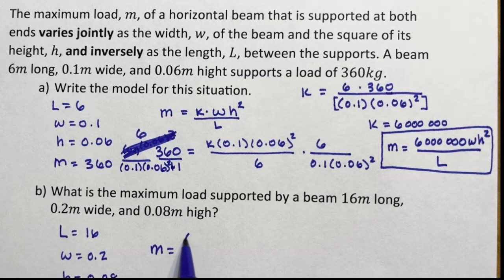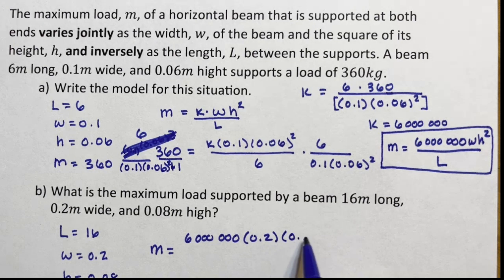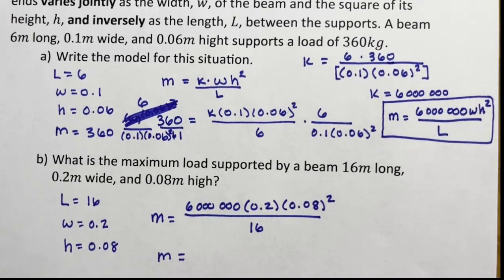M is equal to 6 million times W, which is 0.2, times H, which is 0.08 squared, and we're dividing that by 16. This is a bit simpler to put into our calculator because there's only one number in the denominator. We throw that all into our calculator, and we get that M is 480 kilograms.